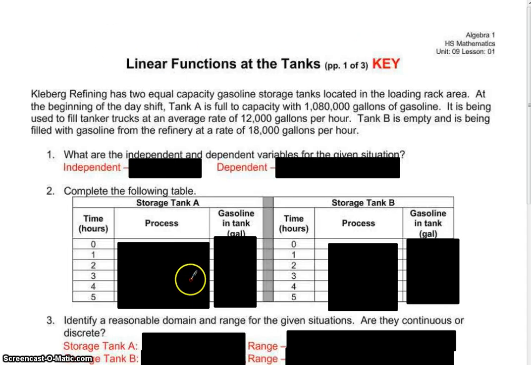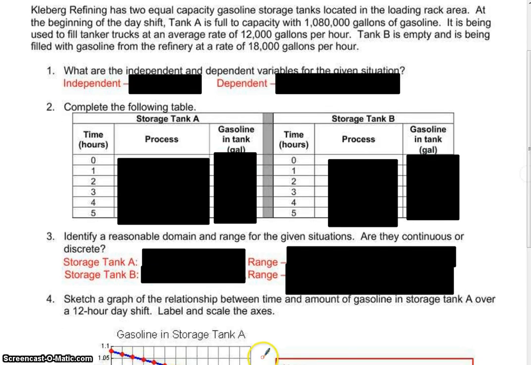Okay, so what you're going to do now is a worksheet that is called Linear Functions at the Tanks. Kleberg Refining has 2 equal capacity gasoline storage tanks in the loading rack area. At the beginning of the day shift, tank A is full. It is being used to fill the tanker trucks at a rate of 12,000 gallons per hour. Tank B is empty, and it's being filled with gasoline at the refinery at a rate of 18,000 per hour. So one tank is full and we're taking it out, which would be subtraction. The other one is empty and we're putting it in, which would be addition.